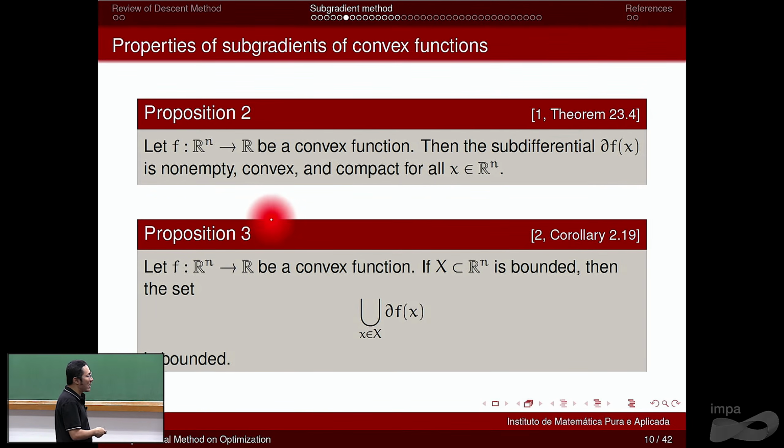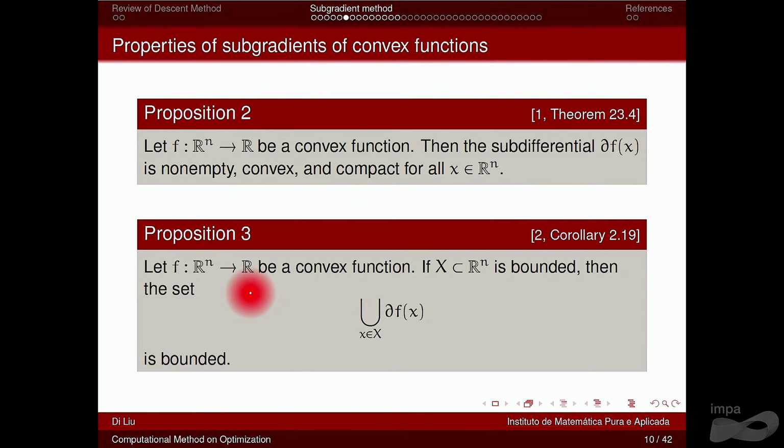And another one is, if you have a convex function, and if your set X is a bounded set, then the union of the subdifferentials over the bounded set X is bounded, okay? This is very important for the convergence analysis in this class, okay? Please remember this proposition 3. It's very useful for us.